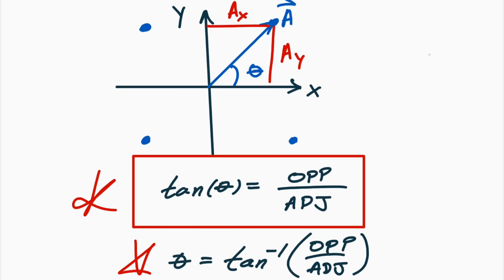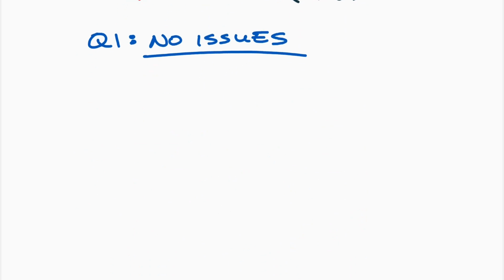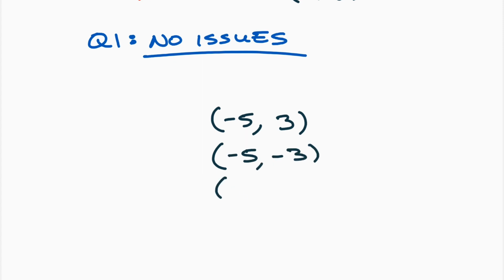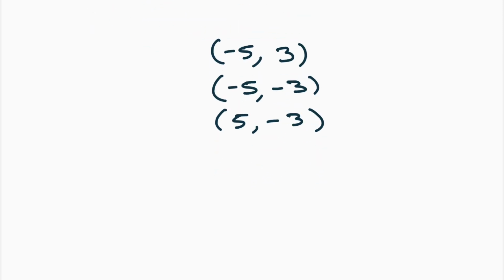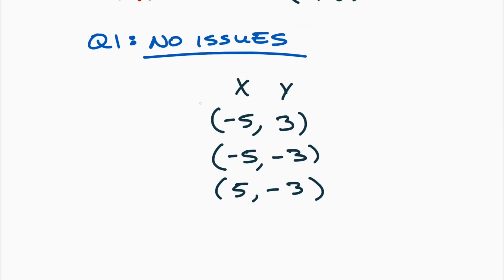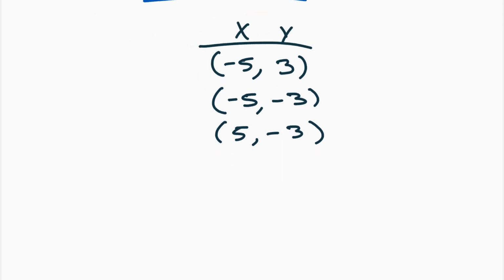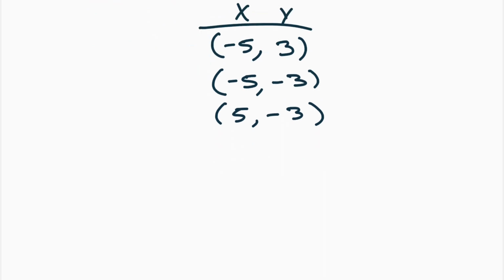However, if you have, you know, -5 and 3, and then -5, -3, and 5 and negative 3. Let's say that those are the lengths of your vectors. You've got your x component and your y component, right? Just 3 ordered pairs that tell you the components of your vectors. And so essentially what you need to do is this. This is really the most surefire way to get this question right.